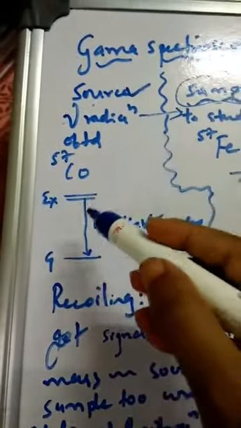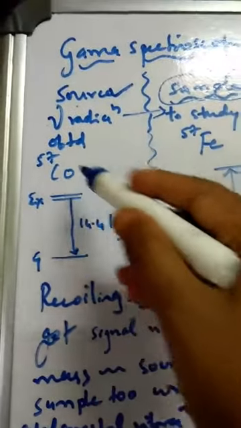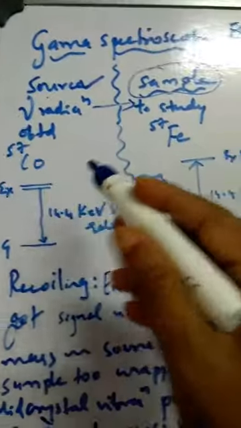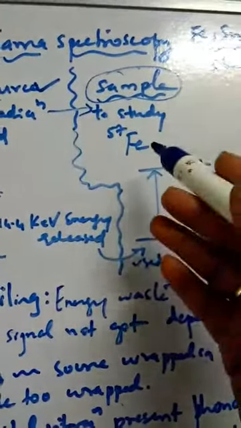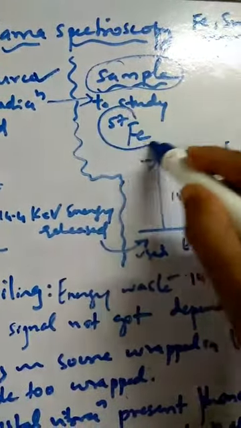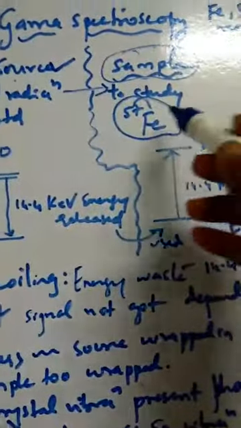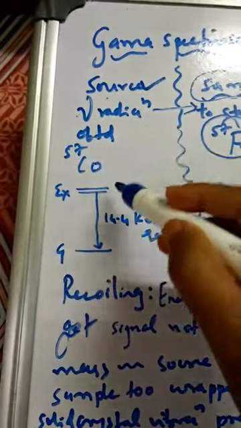The source we took in the previous video is cobalt 57, and the sample we want to study is iron 57, or it may be tin. Most probably iron or tin is used the most for sample study. So what happens when cobalt 57 undergoes radioactive decay?